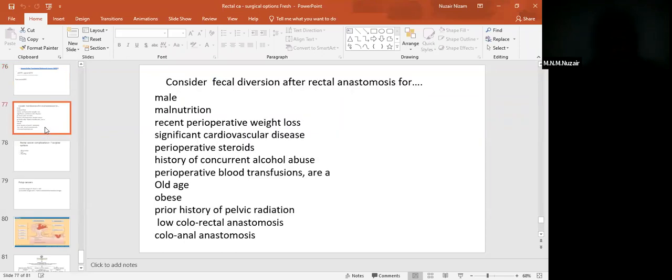Okay. And then you must know about when we do fecal diversion, probably we all know, like in male patients, when there's malnutrition, old age, and prior radiation.